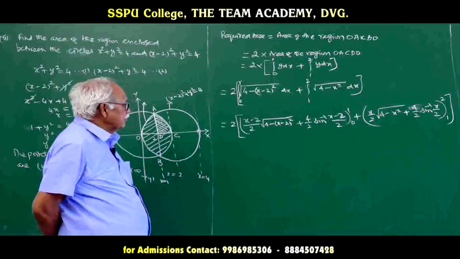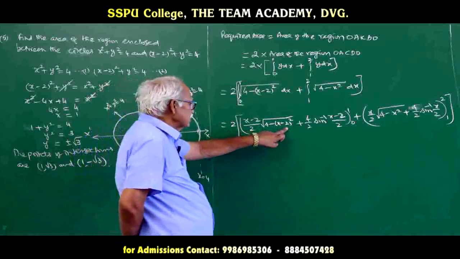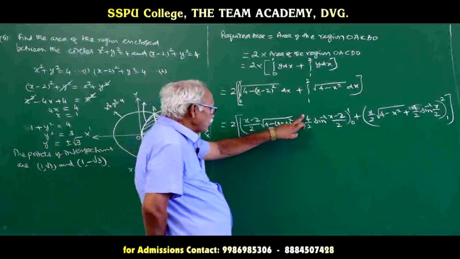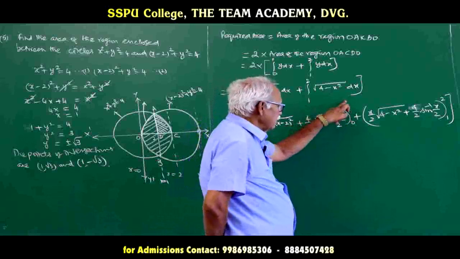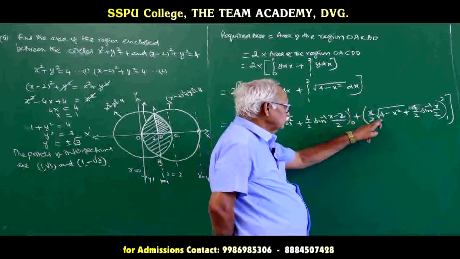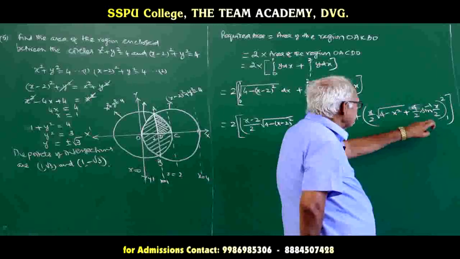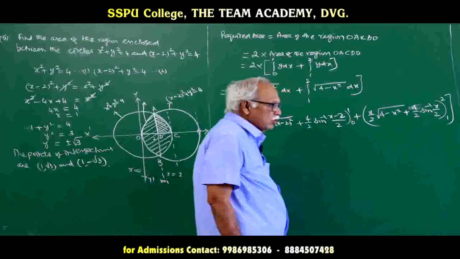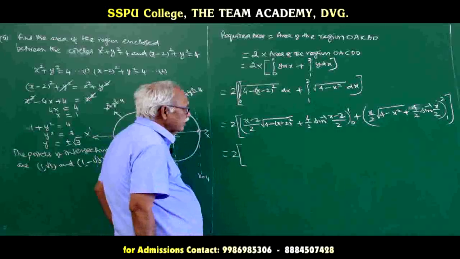So, first one is (x minus 2)/2 times the square root of 4 minus (x minus 2) whole squared, plus 4/2 sin inverse of (x minus 2)/2, from 0 to 1, and plus x/2 times the square root of 4 minus x squared, plus 4/2 sin inverse of x/2, with the limits 1 to 2. Now, let us see what calculations we are getting.